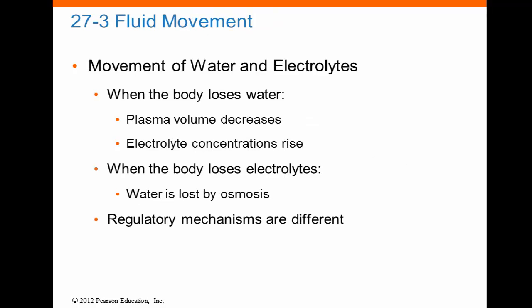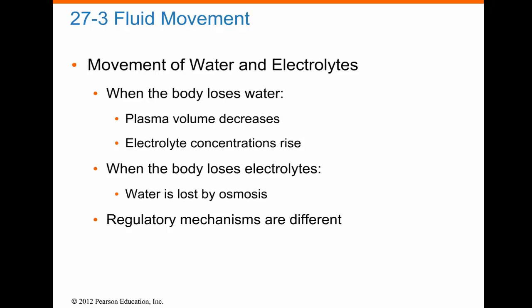So let's look at the movement of water and electrolytes. When the body loses water, the plasma volume decreases. So remember, plasma is the liquid component, mainly water, in the vascular compartment, which makes up blood. As a result of the plasma volume decreasing, the concentration rises. When the body loses electrolytes, water is lost by osmosis. The regulatory mechanisms are different.